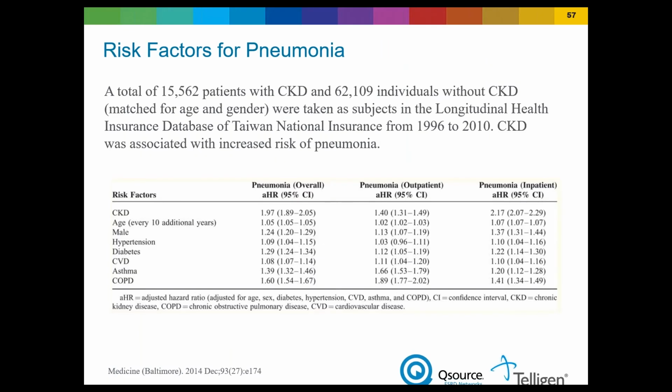So what are the risk factors for pneumonia? In a study involving 15,000 patients with chronic kidney disease and 62,000 individuals without chronic kidney disease, chronic kidney disease came out as the top risk factor for developing pneumonia. Other comorbidities such as diabetes, asthma, COPD were also important risk factors.